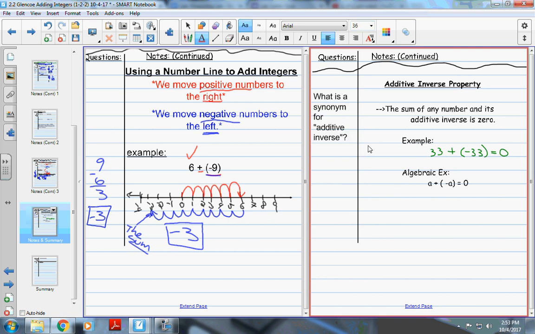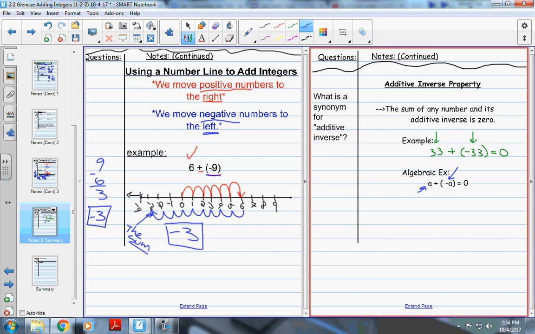And if you're like, I don't know what that means, look at the example. 33 is the first number, and its additive inverse is negative 33. If that's not starting to clarify what a synonym for additive inverse is, let's look at the algebraic expression. What is the additive inverse of A? It's a negative A. What is a synonym for additive inverse? I'm going to tell you in class. You thought I was going to give you the answer.